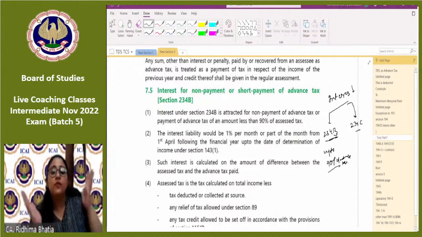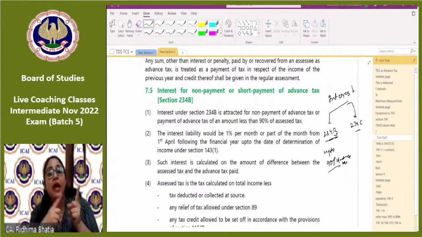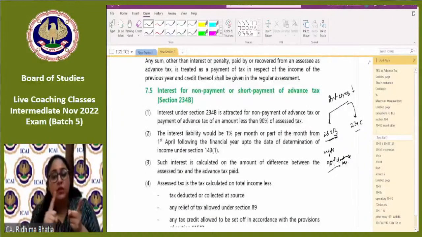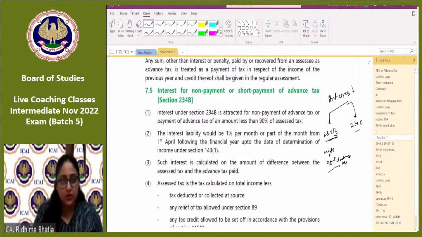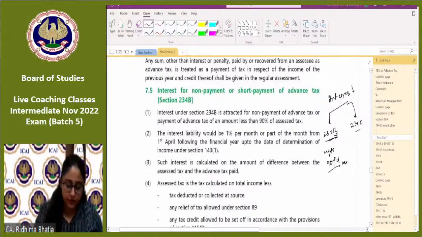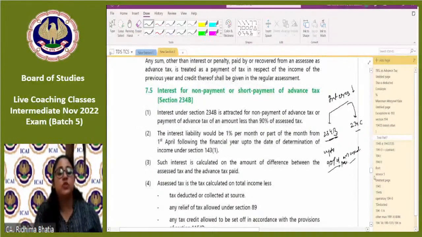So they say if you have not deposited in the entire previous year the advance tax of at least 90% of your assessed tax, that means the actual tax liability which had to come, if you have not paid 90% of that, then you have to pay interest under this section. That means I have to take the entire previous year's advance tax.